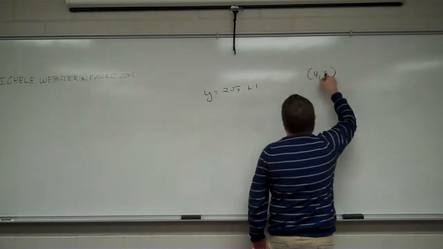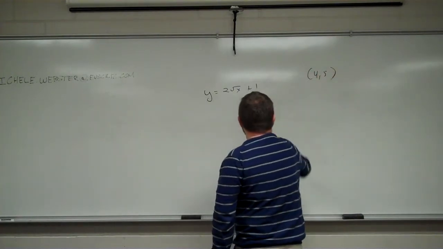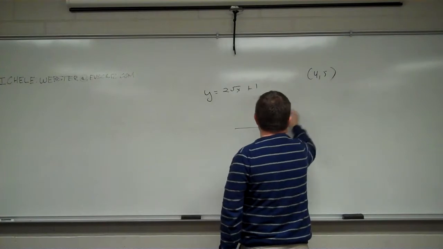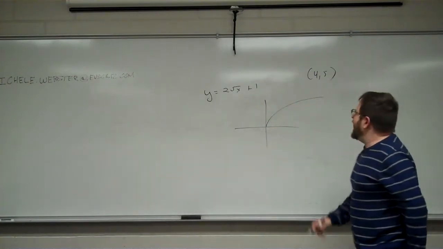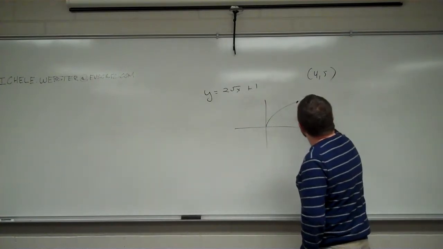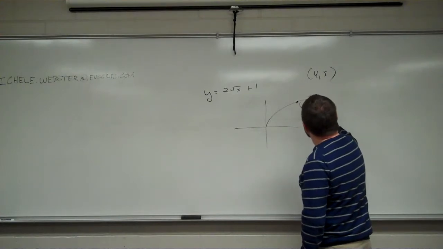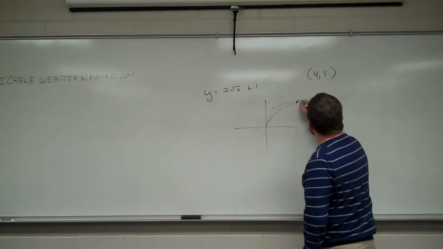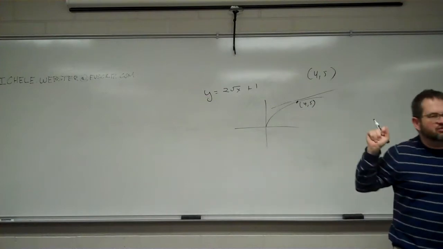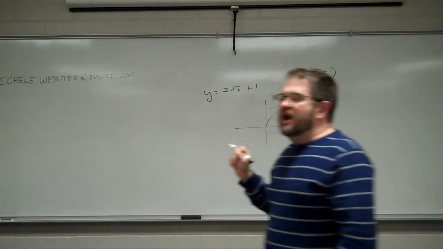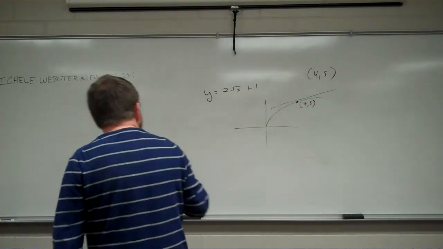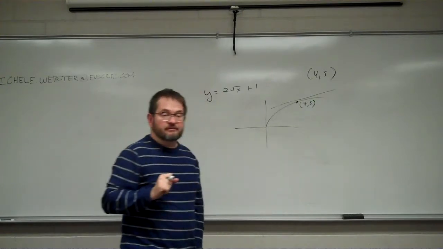So this is a graph. Let's see, it's the square root, so it looks something like this. And at some point, right about here, we have a point (4, 5). And what it wants to know is what is the equation of this line that would be tangent, if I could draw. Okay?